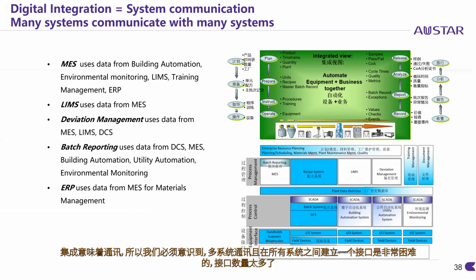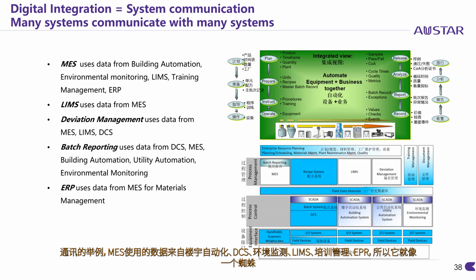So integration means communication. We must be aware that many systems have to communicate with many systems, and it would be very difficult to build an interface between all systems; the number of interfaces would explode. But examples of communication: MES uses data from building and automation, DCS, environmental monitoring, LIMS, training management, ERP. So it's like a spider.